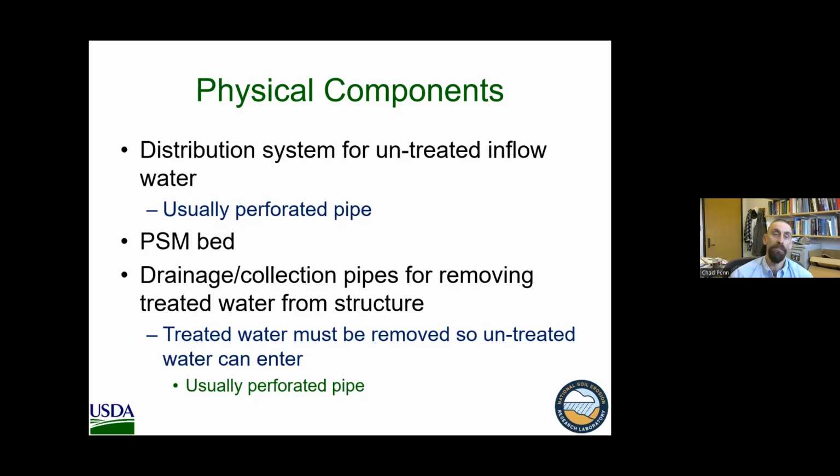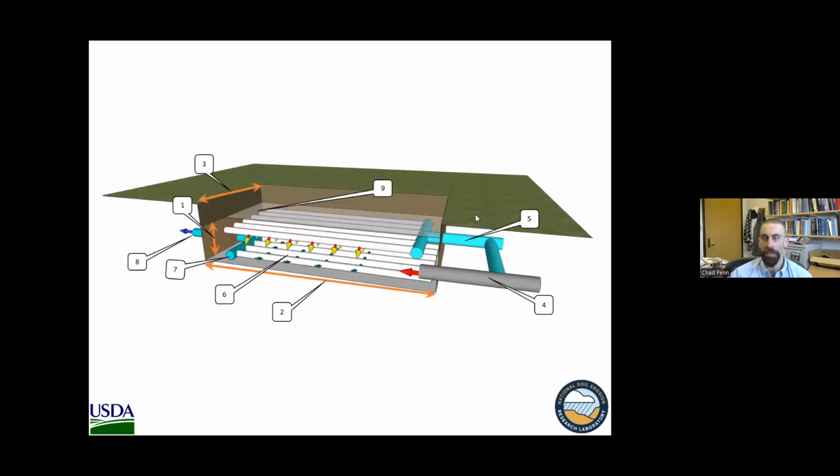You need to have your bed of PSMs, the filter media, and then you need another set of drainage or collection pipes, perforated pipes, for removing the treated water from the structures. Obviously the treated water has to be removed so that the untreated water can continue to flow into it. So we normally use perforated pipe for that. This is just a generic representation of that.